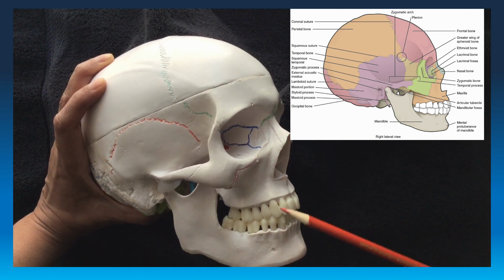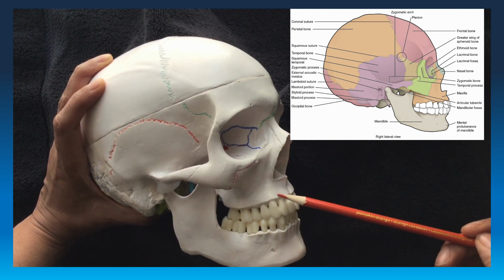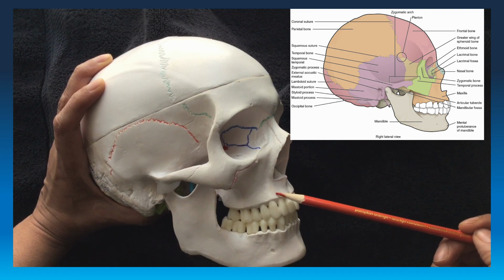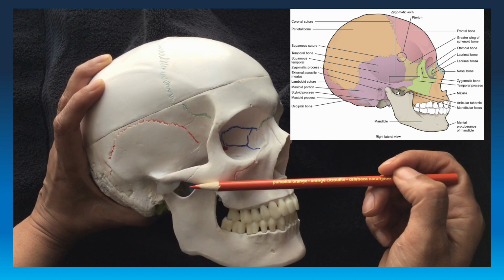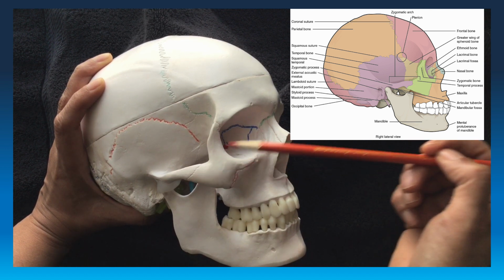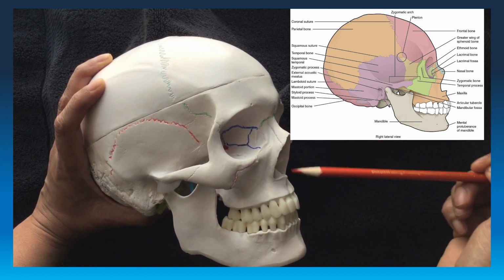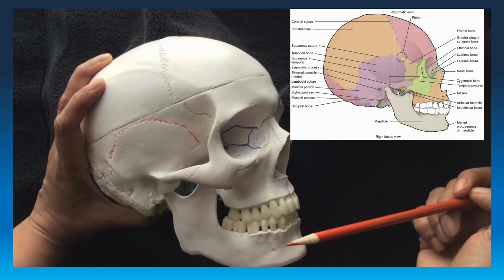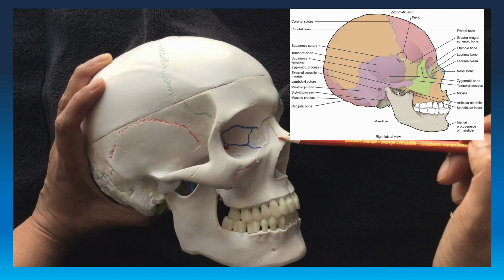Now looking in a little bit on this side, we've got the maxilla, and remember the alveolar process is going to be right there too, and then zygomatic, right? And then, yes, the nasal bone. Now you won't be able to see much inside the nasal bone, but you can see that this is the maxilla, and then here is the nasal bone.